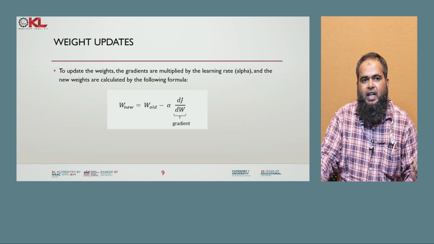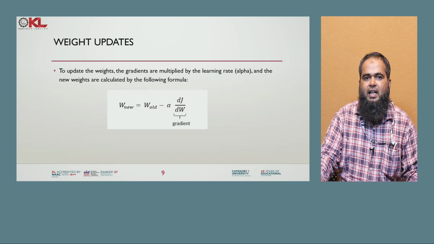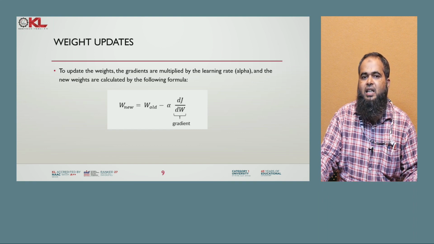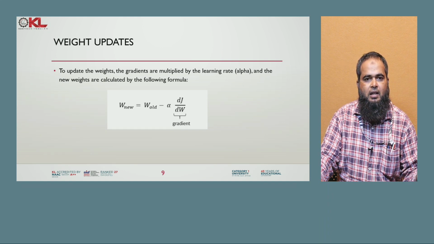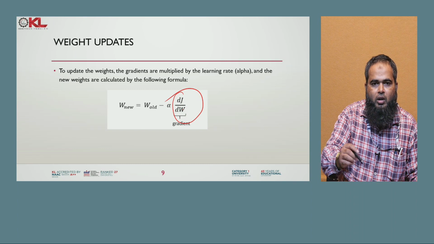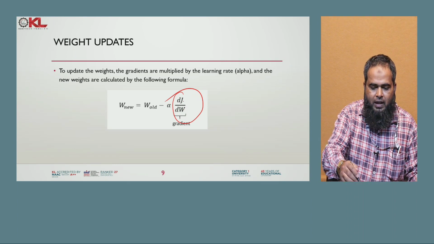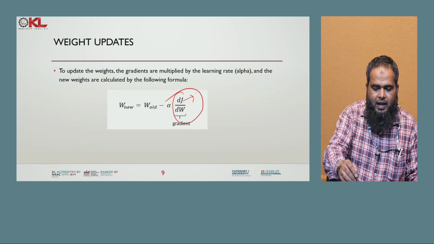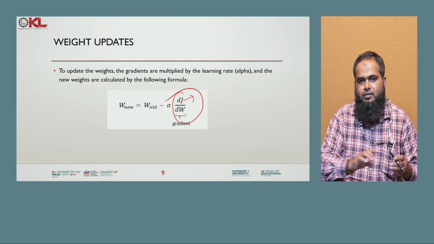descent. And what is the weight update? The gradient is multiplied by the learning rate, and the new weights are calculated by the following formula. That means we have to calculate the partial derivatives of the errors. Suppose the old weight is W old, and the new weight is named W new. W new is equal to W old minus alpha times del J upon derivative of W, and this J is basically the error where we have to find the gradient descent value.